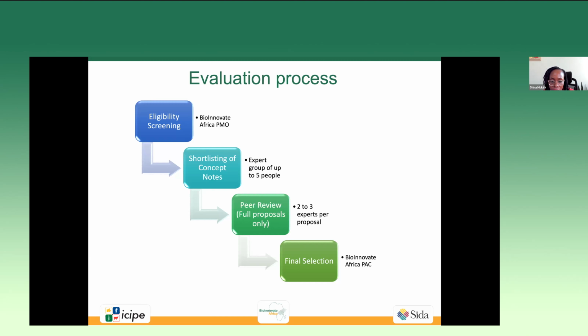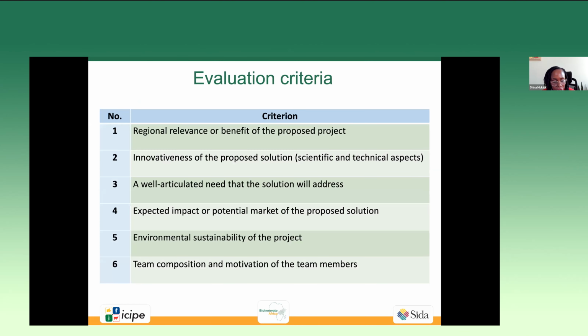And then during the process of review, the proposals will be reviewed by 2 to 3 experts per proposal. And then after that, the finalists, so the winners, will be selected by the BioInnovate Africa Program Advisory Committee. So this is briefly what will happen, because we operate a 2-stage process. We are at the first stage where we're asking you for concept notes, and then the full proposal will come in later. This is the criteria, and it is also included in the detailed call guidelines, but ideally there are just 6 areas.